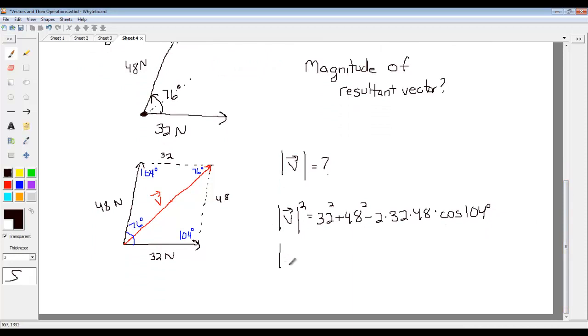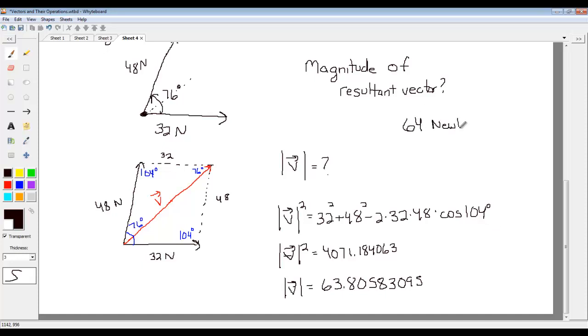If you put that in your calculator, the magnitude of V squared equals around 4,071.184063. Then if you take the square root, you're going to get 63.80583095. It's a positive square root because we're dealing with length. So we round it. You can say the resultant vector's magnitude is roughly 64 newtons. And there you have it.